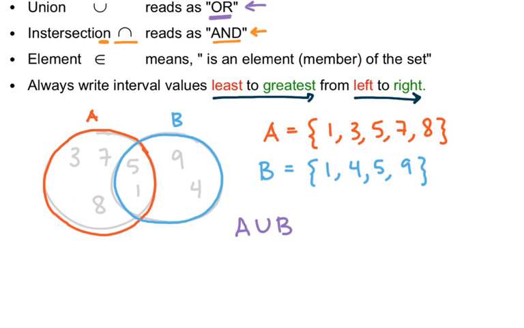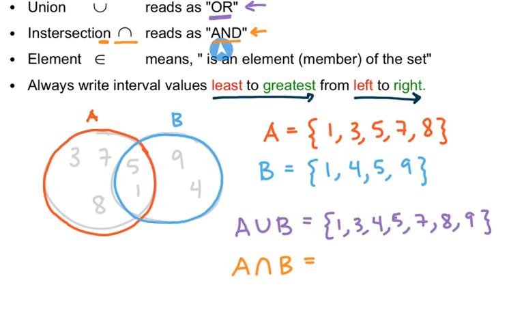So A union B would be 1, 3, 4, 5, 7, 8, and 9. I believe I wrote all of the numbers that are in my two sets. So contrasting that, what would be the intersection? A intersect B. So the intersection, those are the numbers that are in both sets. It has to be in set A and in set B.